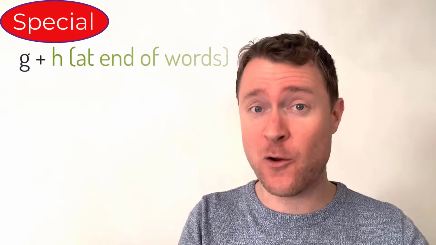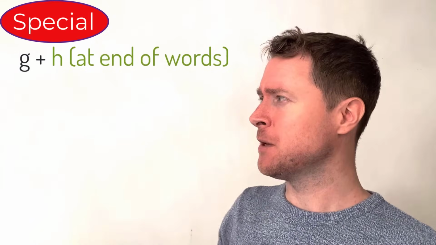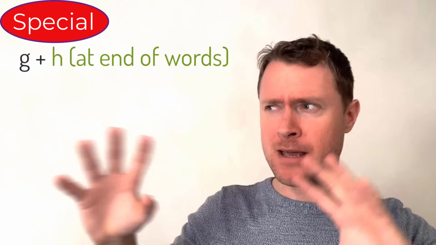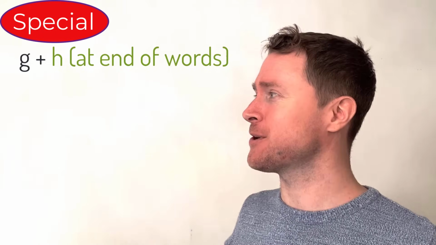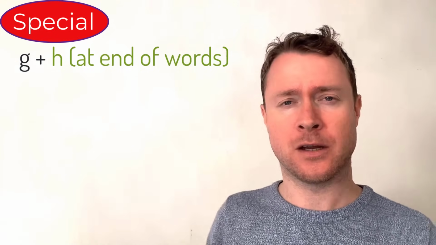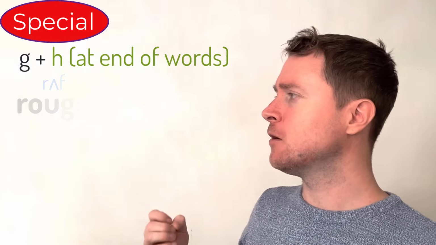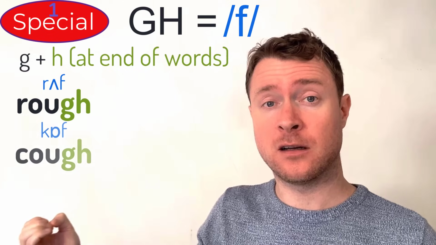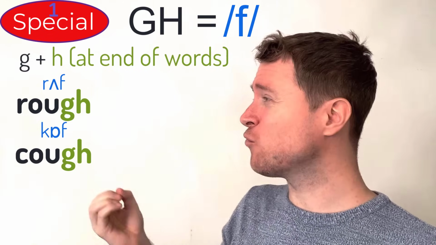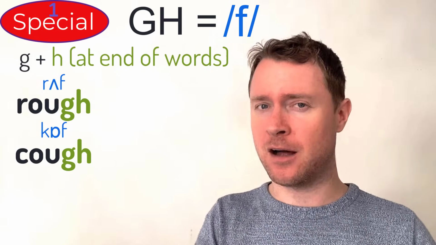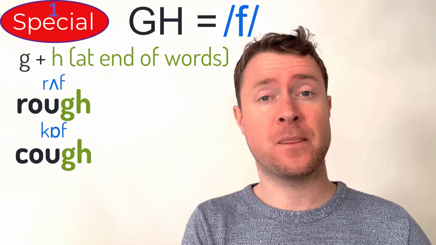Okay, so G and H at the beginning of words is normally G. But G and H at the end of words can be very, very difficult because G and the H at the end of a word has many different pronunciations, okay? There are many ways to pronounce G and H at the end of a word. Think of words like rough and cough, okay? Rough and cough finish in GH, but they have that F, the letter F.